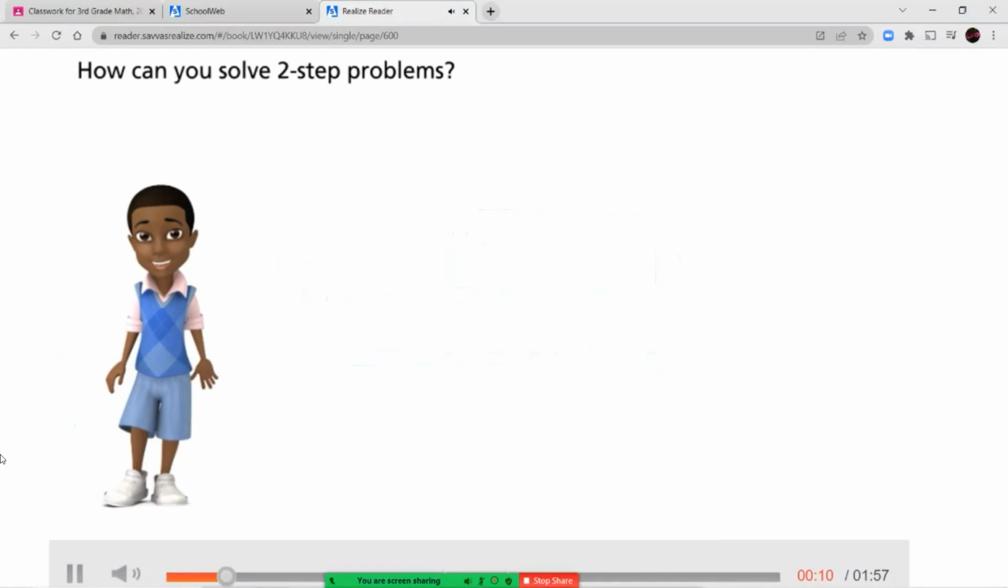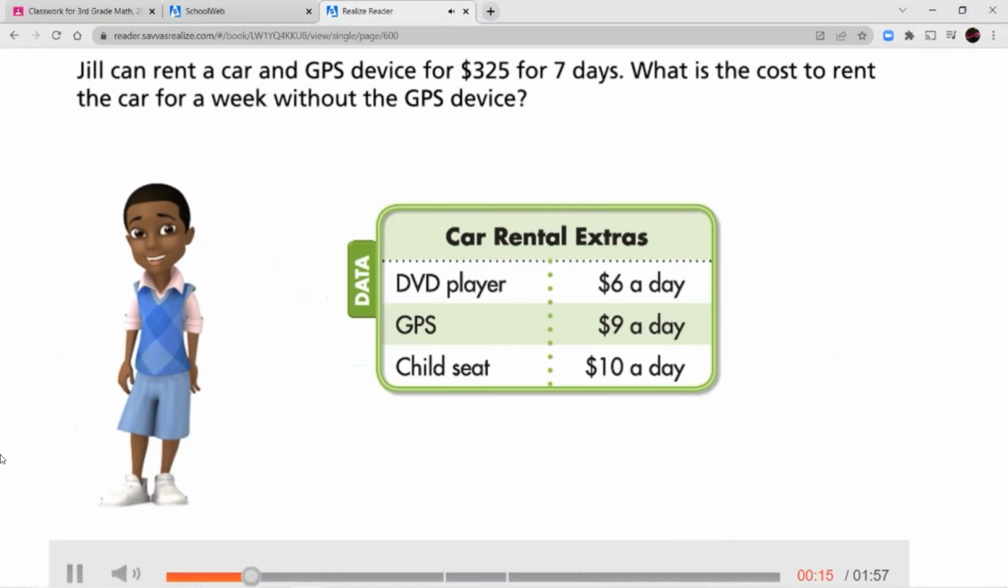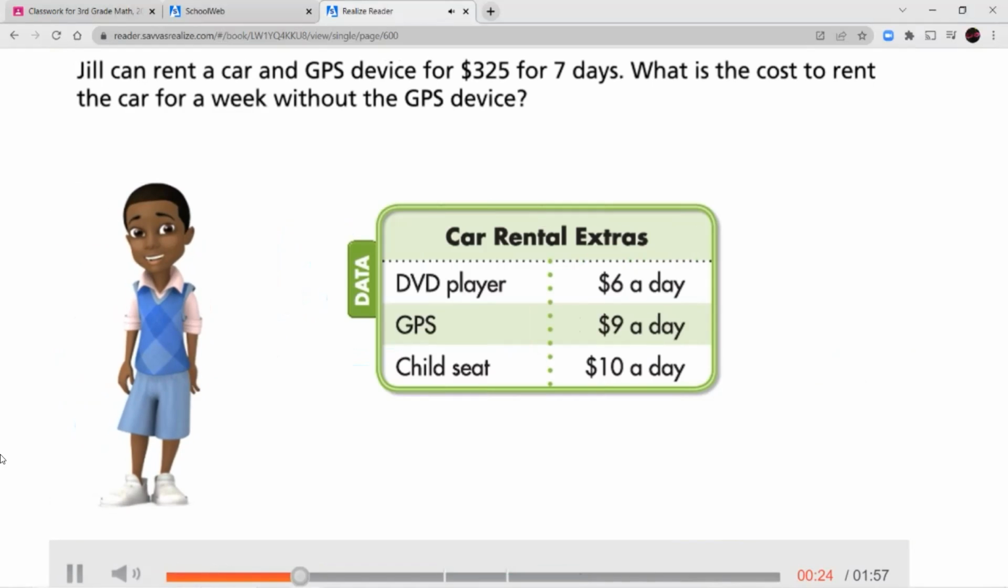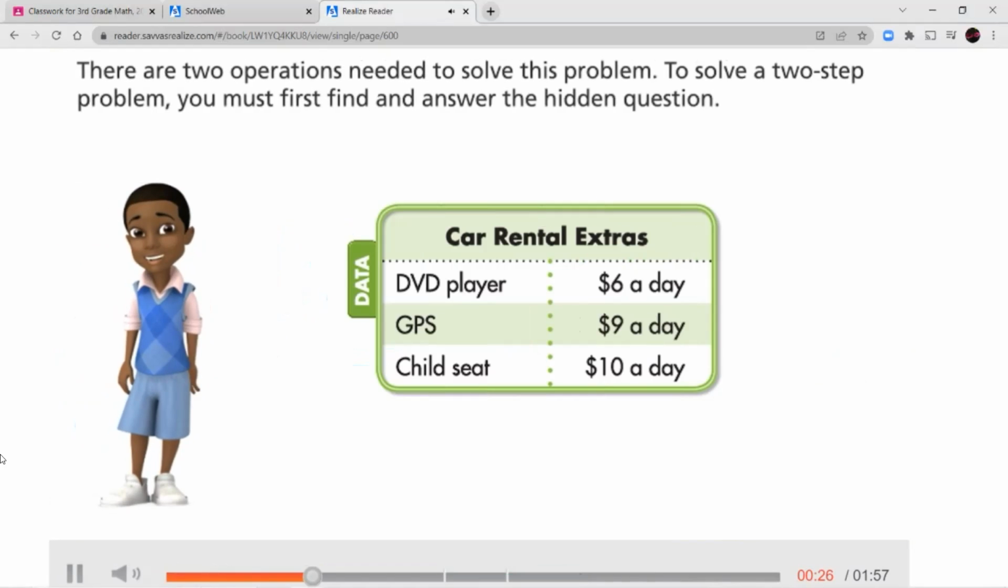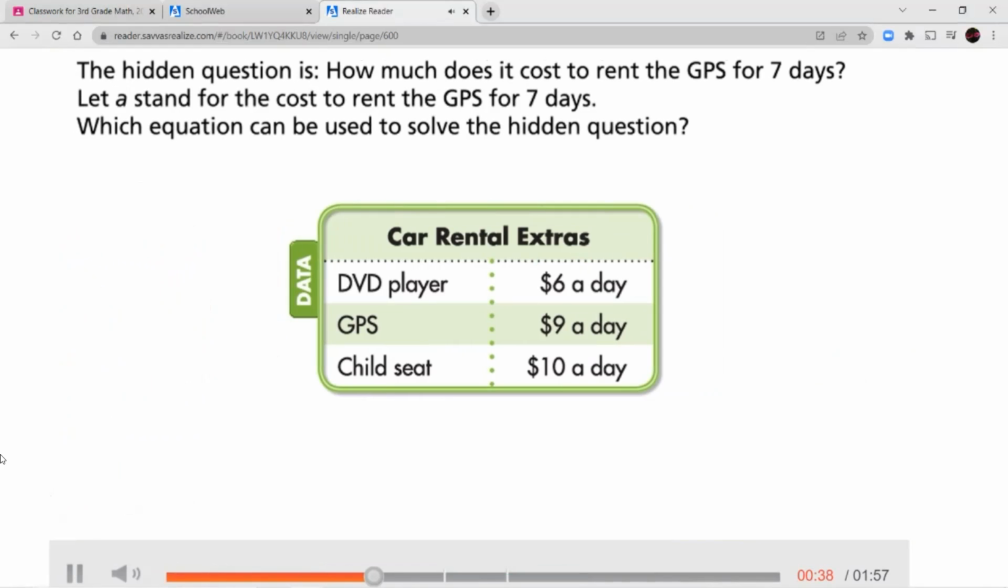How can you solve two-step problems? Jill can rent a car and GPS device for $325 for 7 days. What is the cost to rent the car for a week without the GPS device? There are two operations needed to solve this problem. To solve a two-step problem, you must first find and answer the hidden question. The hidden question is, how much does it cost to rent the GPS for 7 days?